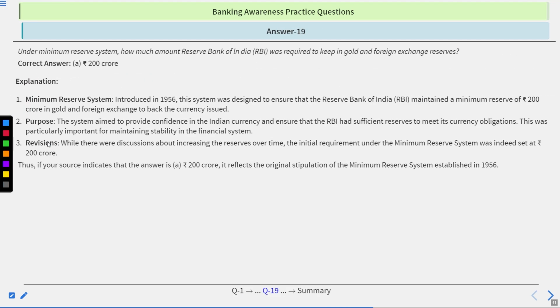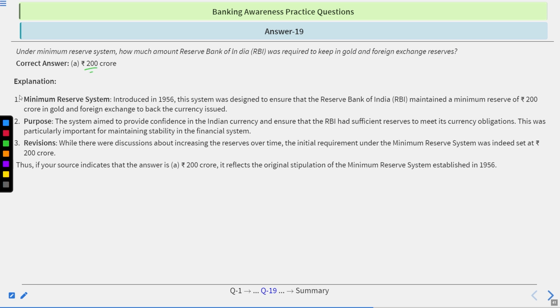Alright, the time's up. Correct answer is 200 crores. Explanation. Minimum reserve system. Introduced in 1956, this system was designed to ensure that the Reserve Bank of India maintained a minimum reserve of 200 crores in gold and foreign exchange to back the currency issue. Purpose. The system aimed to provide confidence in the Indian currency and ensure that the Reserve Bank had sufficient reserves to meet its currency obligations. This was particularly important for maintaining stability in the financial system.